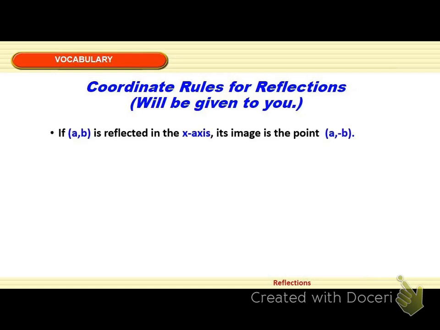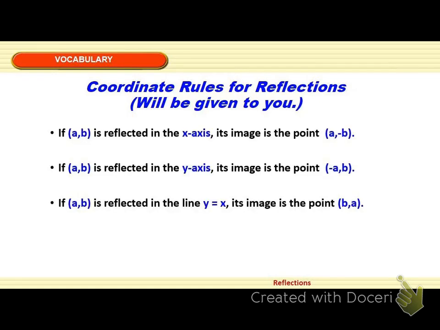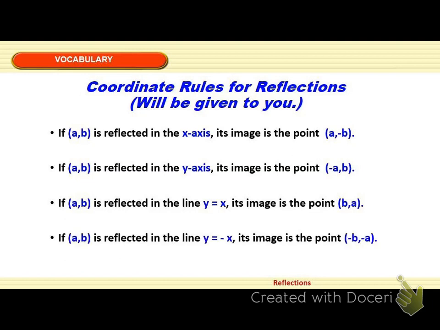Okay? So, the rules that I was talking about before. If you reflect over the x-axis, the y-axis, the line y equals x, or the line y equals negative x, then there are rules that we can use. We can take each point, so each vertex has a point, and manipulate those points very predictably. So for example, if we're going to reflect over the x-axis, all we have to do is take our point and change the sign on the y-coordinate. That's it. If we reflect over the x-axis, we change y. If we reflect over the y-axis, then we change the x-coordinate.